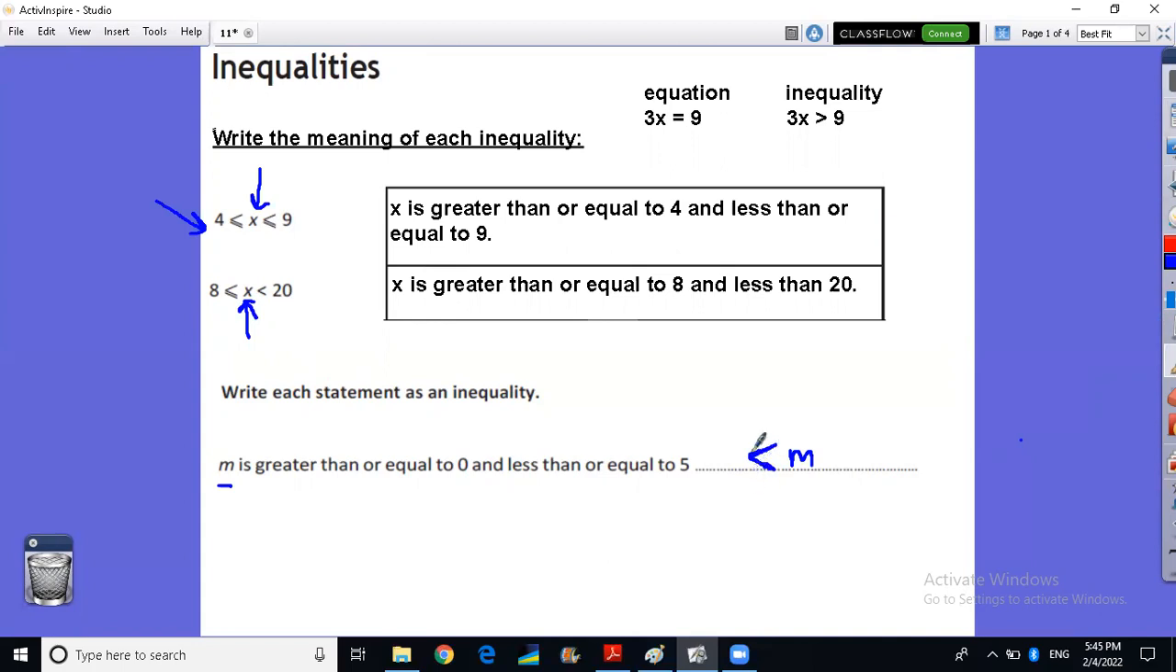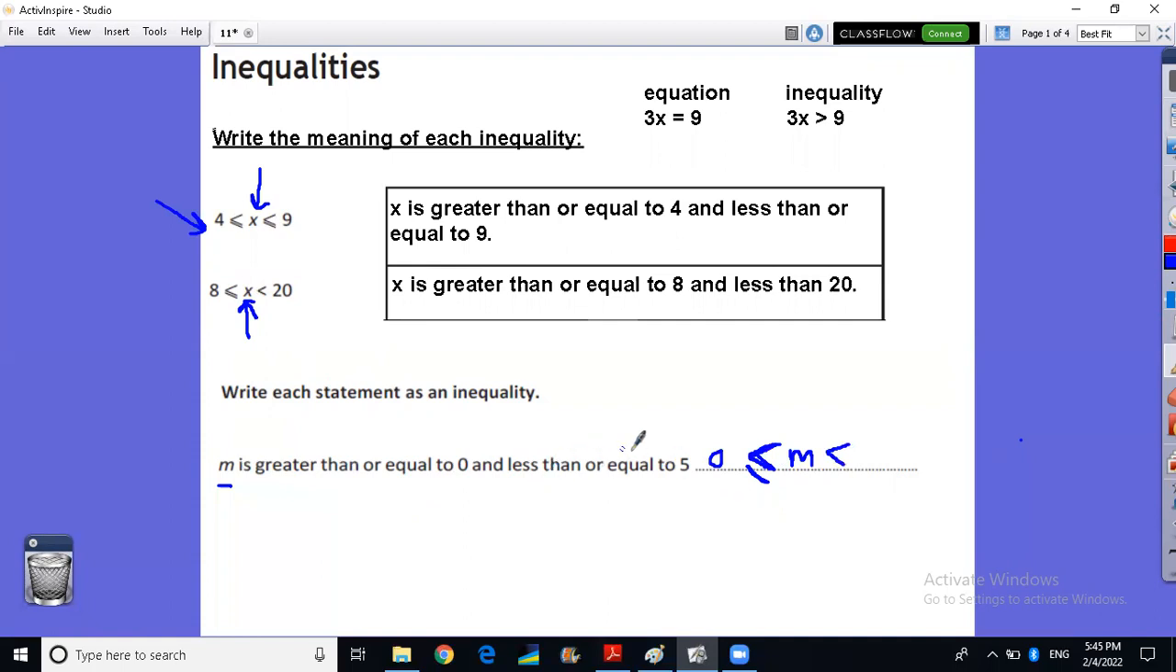You used to say that this is a crocodile and the crocodile eats the bigger one. So M is going to be eaten by the crocodile because it's greater than. So M is greater than or equal to, okay, to what? It is greater than or equal to 0. Thank you. And less than, you can say over here, and less than what?